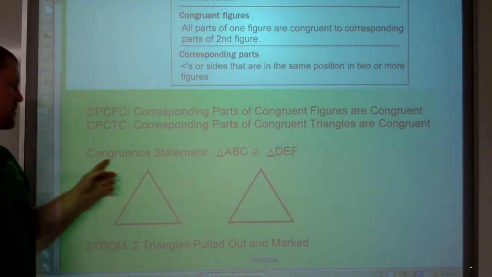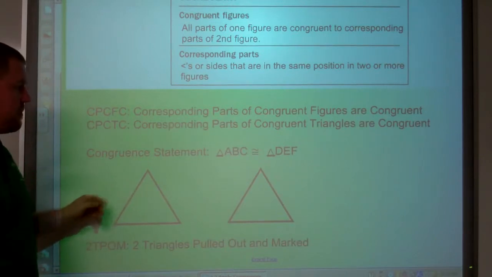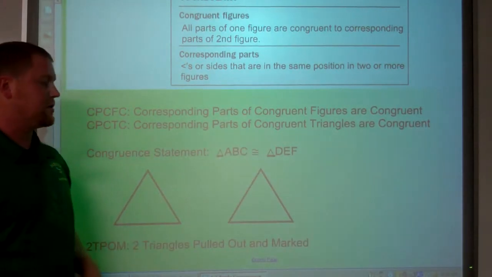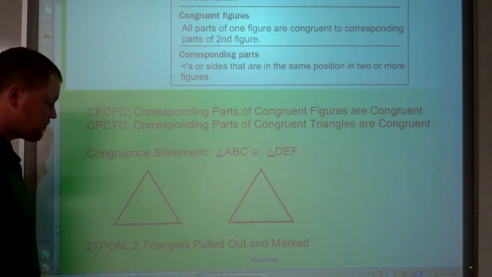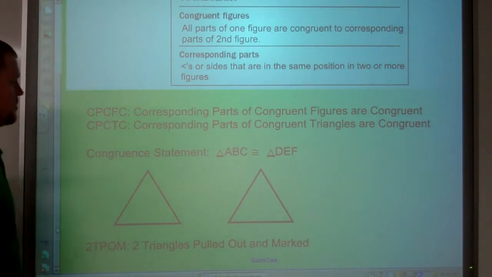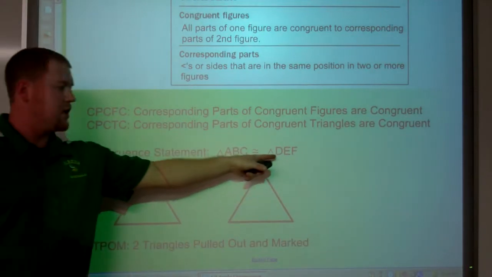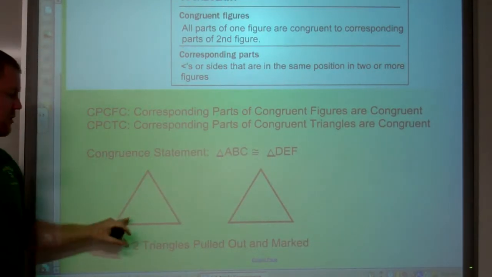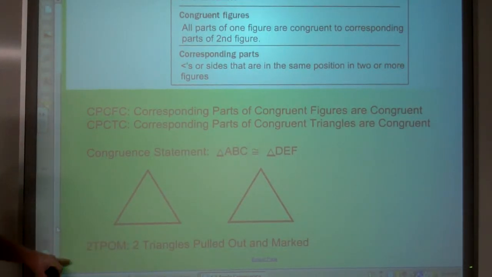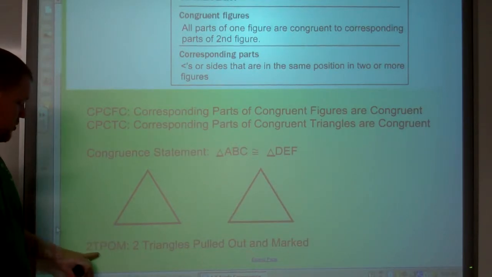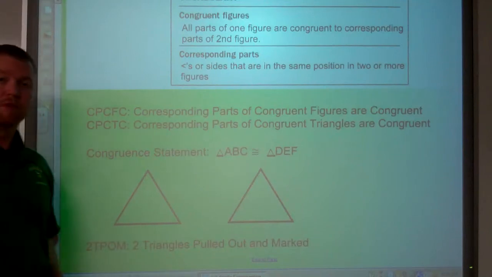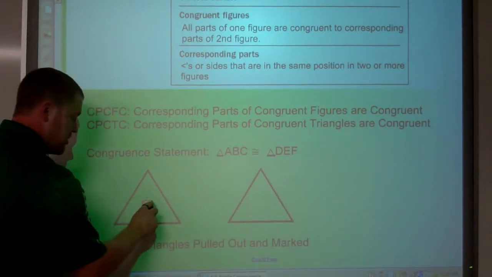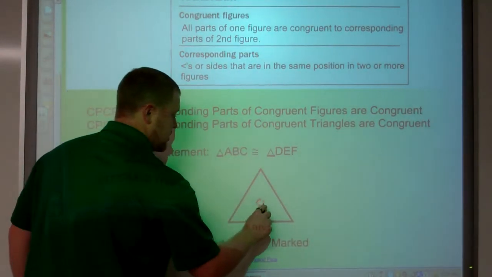You will hear us talk about something called a congruence statement. This is an example here of a congruence statement. Triangle ABC is congruent to triangle DEF. Alright, so with your congruence statement, we can label our triangles. So I have my two congruent triangles down here. Alright, and I have another acronym for you, 2T-POM, two triangles pulled out and marked. So you're putting them in original position and corresponding position.